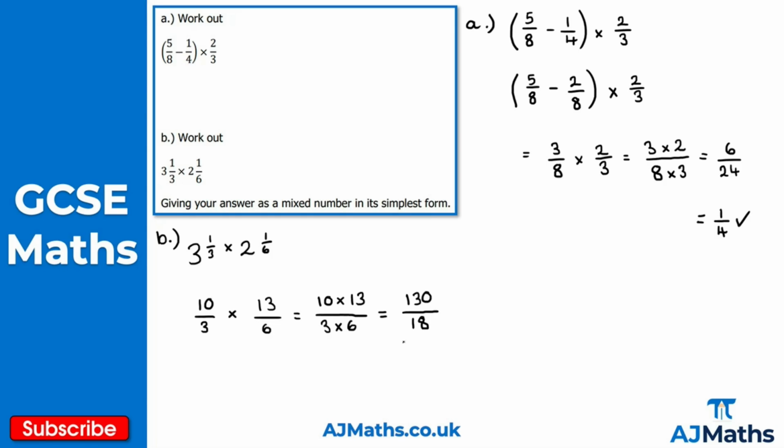But we're not done here, because we need to give this answer as a mixed number in its simplest form. What I need to think about now is how many 18s go into 130. Well, I think straight away that if I do 18 times 5, that would give me 90. So in that case, we're 40 off 130. But I also recognize that 18 times 2 is 36. So in that case, if I do 18 times 7, that would give me what I need here.